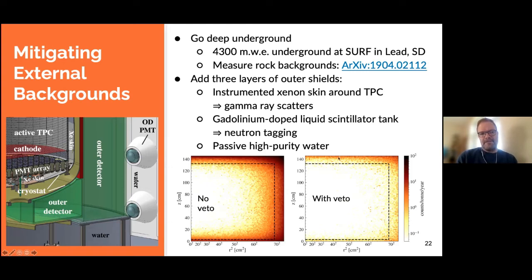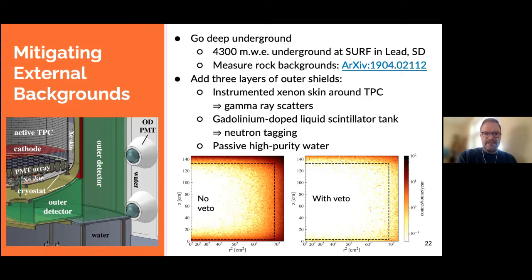And on the right, you can see once you start including this veto, by how much you can reduce these backgrounds. And on top of that, what you do is a fiducialization of your detector. So for your analysis at the end, you will just use a subset of the volume of your entire detector in which you conduct your WIMP search.